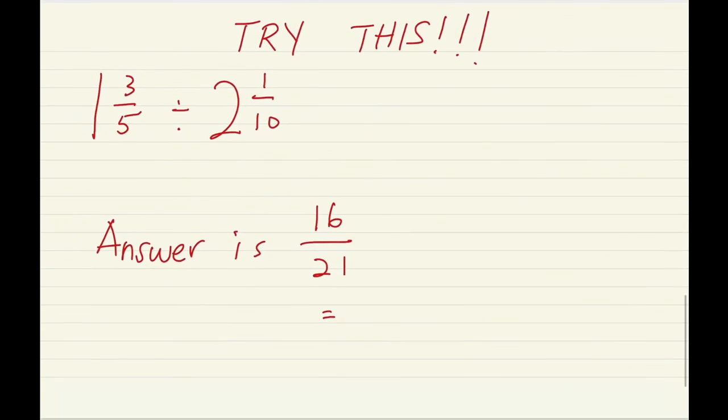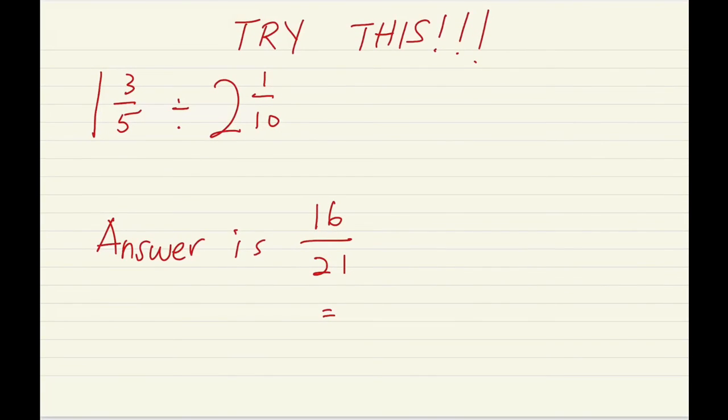I'm going to leave this right here for you to try whenever you can. It's one whole number, 3 over 5, divided by two whole number, 1 over 10. Don't forget to keep, change, flip, and if it's a mixed fraction, make sure you change it into an improper fraction. Then you could work it out. The answer is going to be 16 over 21.